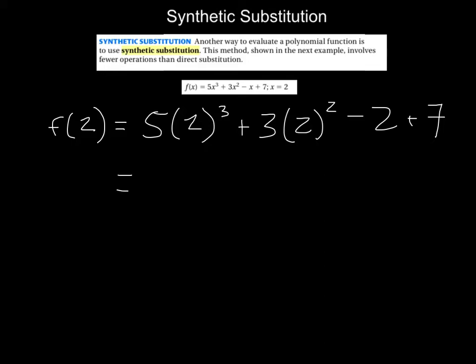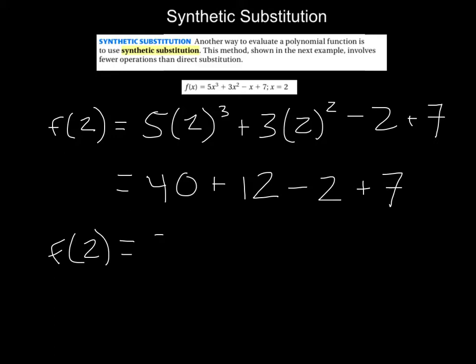2 to the third power is 8 times 5 gives us 40. 2 to the second power is 4 times 3 gives us 12 minus 2 plus 7. And all said and done, this looks like f of 2 is going to equal 57. So what this means is at the point x equals 2, our y value, or f of x, is going to equal 57.